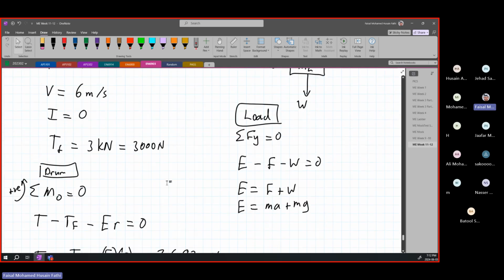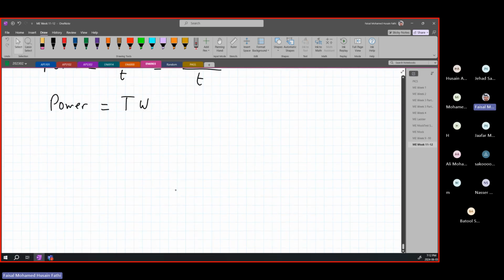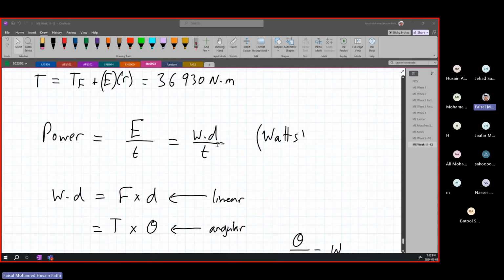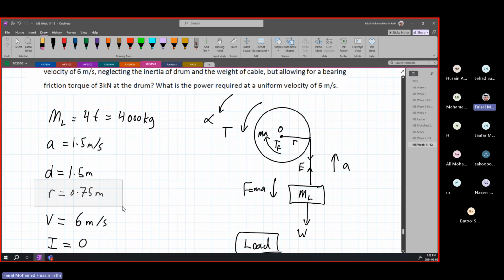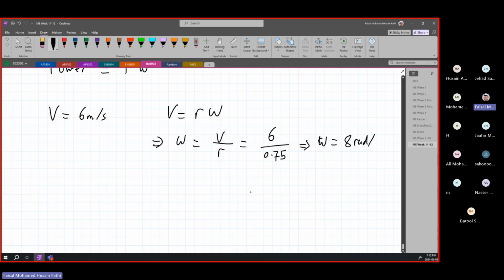Now going back to the question, we have a velocity of 6 meters per second. We know that V is equal to R omega, meaning omega is equal to V divided by R, which is 6 divided by 0.75. The radius that we have found is 0.75. So we're going to find out that omega is 8 radians per second.